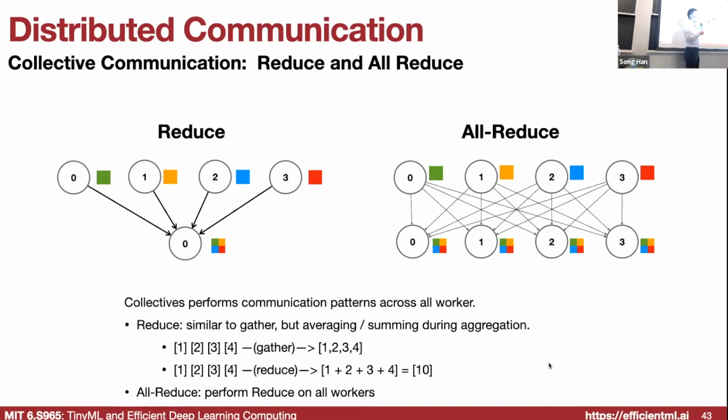We can also do this all-reduce operation. Previously, node 0 collected the information from nodes 0 to 3, but now we want all the nodes to collect the information from all the other nodes. This is exactly like I just mentioned. Each node sends the information to everyone else, and everyone is collecting the information from all the other nodes and summing them up together. So it is a collective communication pattern across all the workers to reduce, either by averaging or summing, during this aggregation.